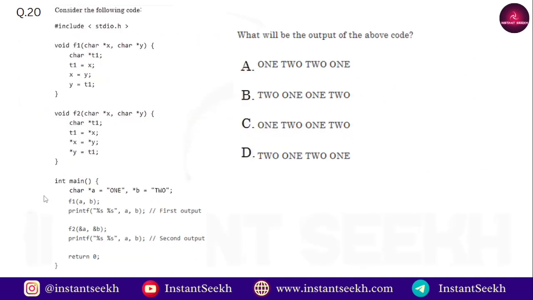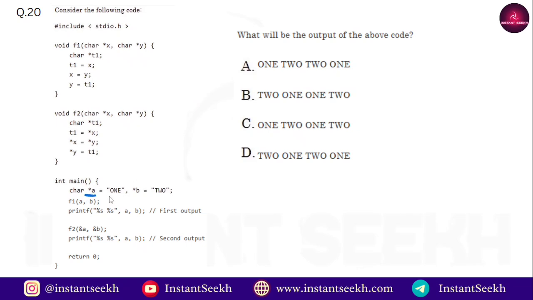Okay, what will be the output? Let's predict the output of the following code. First of all, you should be able to understand pass by value and pass by reference. Okay, so let's analyze this code. First is initialization. In the main, let's start with the main.